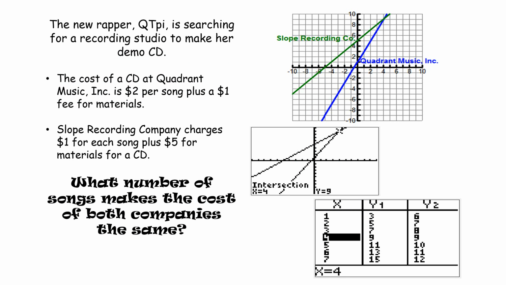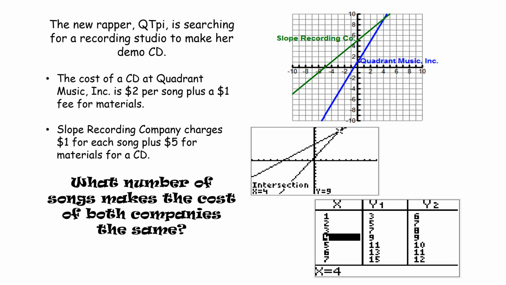Alright, so this is what your graph should look like. We have both the cost of the Quadrant Music, which is our blue line, and then our Slope Recording Company, which is our green line. What number of songs makes the cost of both companies the same? On your graphing calculator, you should be able to look at the intersection point. I will review this in class so you can see it on the TI-84, so it'll be a little easier.